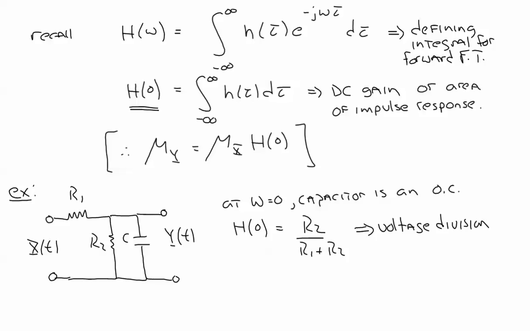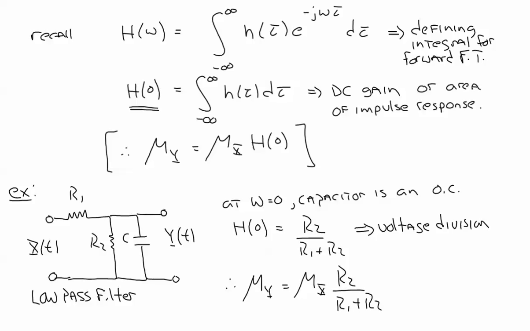And so for my simple RC circuit, this is a low-pass filter. At high frequencies, that capacitor becomes a short circuit, and so the output goes towards 0. So it's a low-pass filter. For this one, the mean of my output equals the mean of the input times R2 over R1 plus R2. Simple enough.